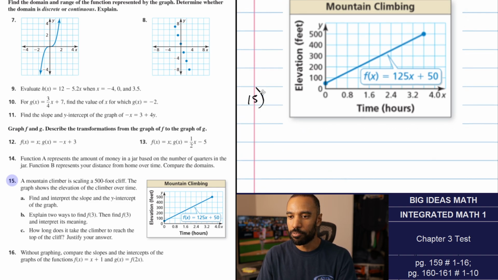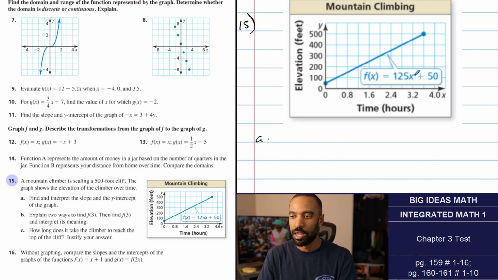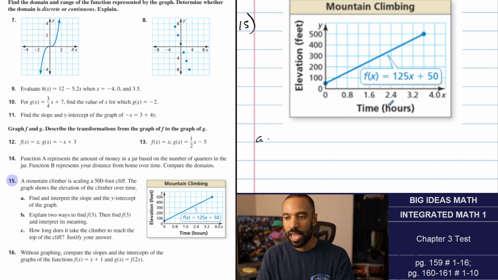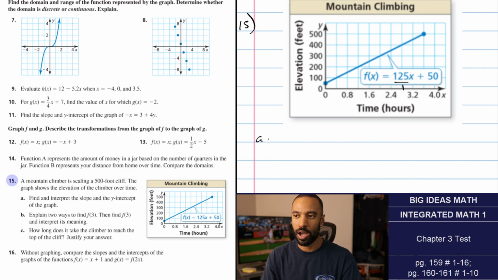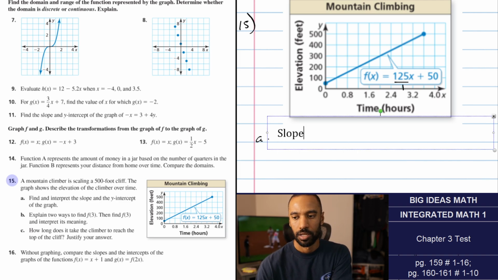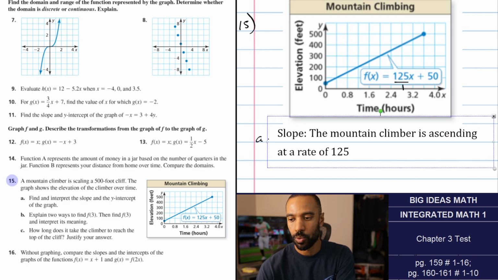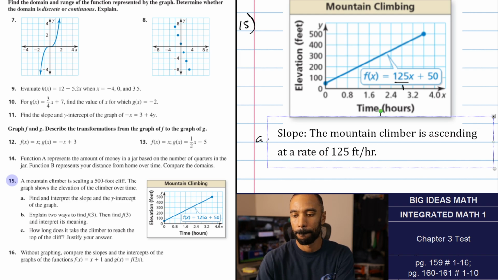All right, so number 15, part A, the slope is this number here, 125. So this is how many feet and time in hours. If my slope's 125, that's also 125 over 1. Slopes are rates. That's 125 feet per hour. Slope is the mountain climber is ascending at a rate of 125 feet per hour.